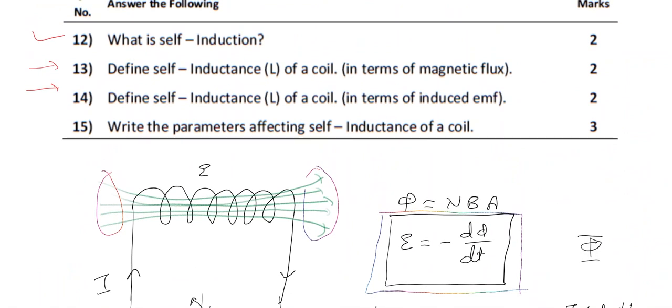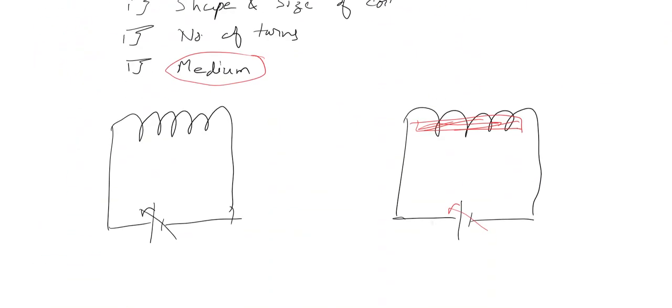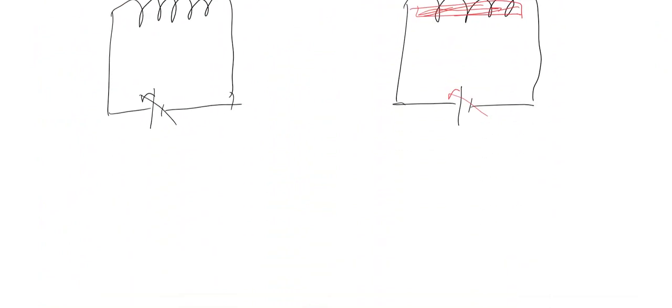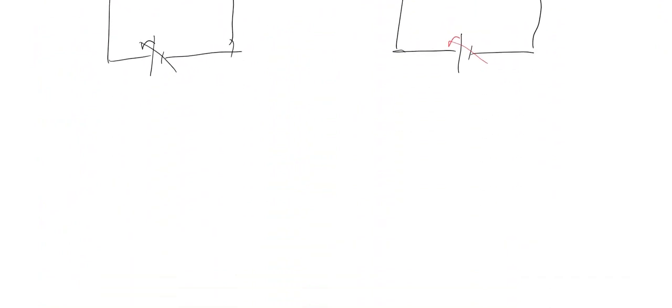And lastly, which are the parameters? Mainly three: the shape and size of the coil, the second one is the number of turns of the coil, and the medium. Now apart from this, I would like to explain one more thing.